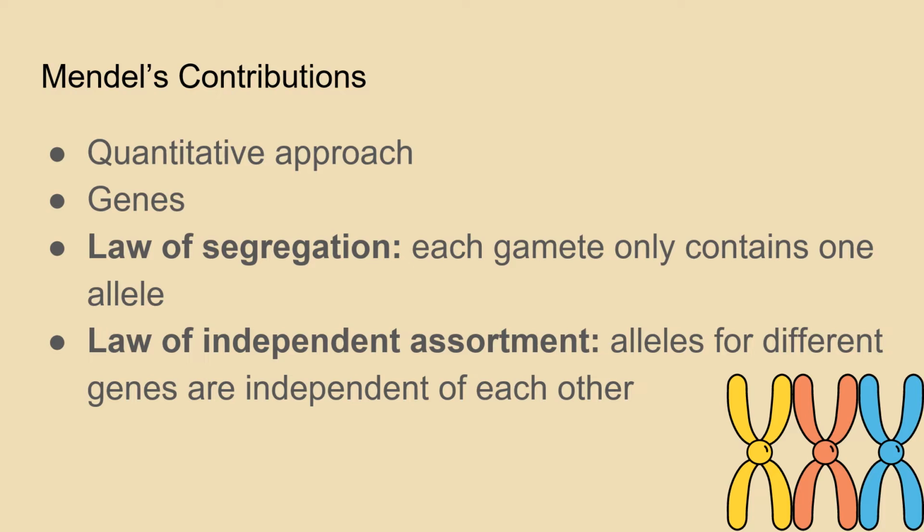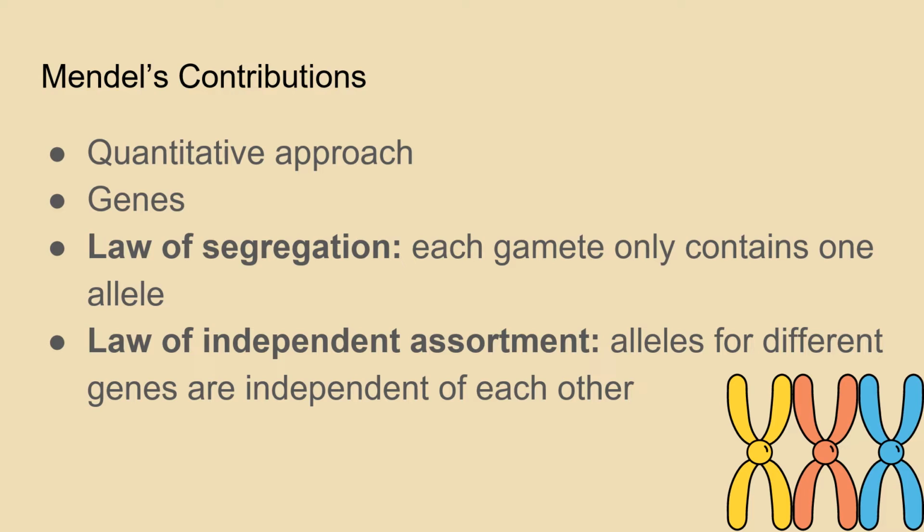I'm sure all of you have heard of Mendel because he's a very important person in the world of genetics. So here are some of his contributions. First of all, before, it was more of a qualitative approach to genetics, but he made genetics move to a more quantitative approach. He also discovered genes are the things that code for traits, and then he came up with two laws. We have the law of segregation, which just states that each gamete only contains one allele. You get your one allele from your mom, and then your one from your dad.